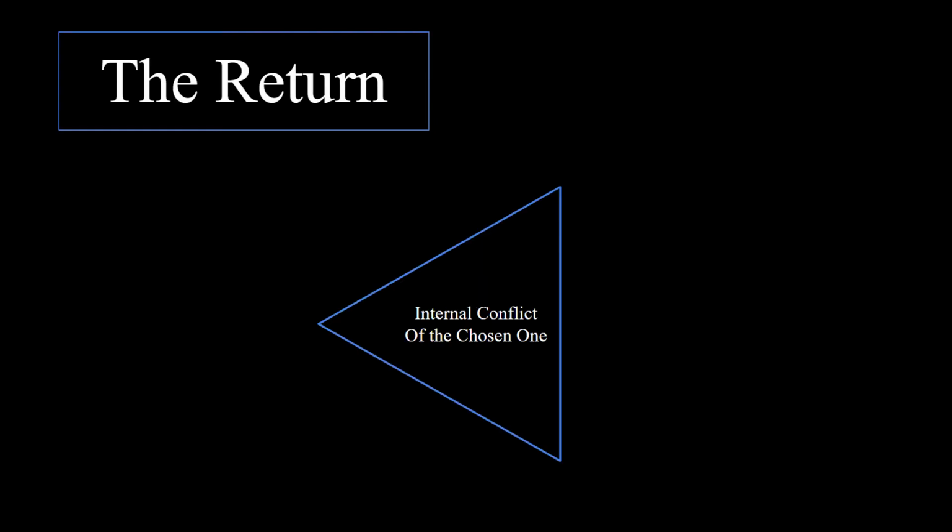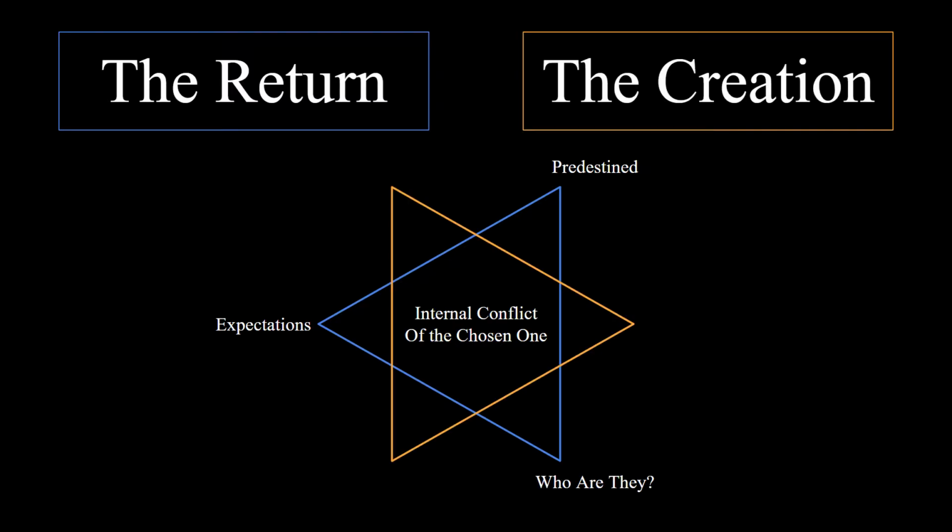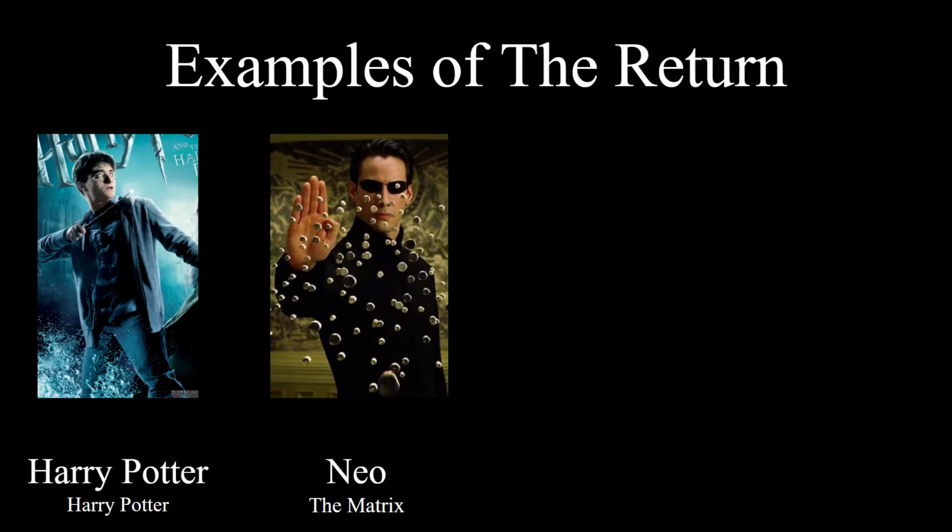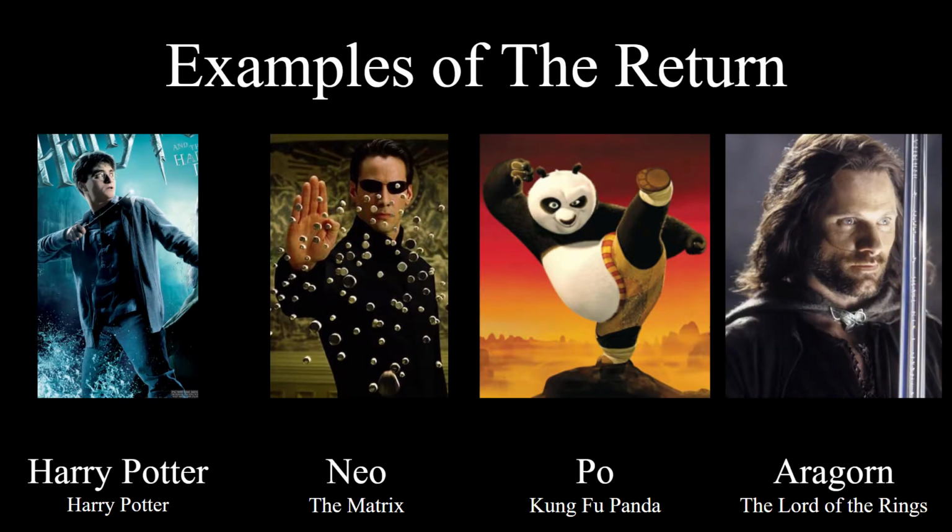In the return, the chosen one is predestined to conquer the external conflict presented in the film. The return focuses on expectations and the character's ability to overcome the internal conflict of who they are. The creation, on the other hand, discusses the challenge of being unable to return to the ordinary world once they realize they are the only one capable of defeating the external conflict. Again, this manifests into internal conflict where the character must ask who they are, what is their purpose, and why them.